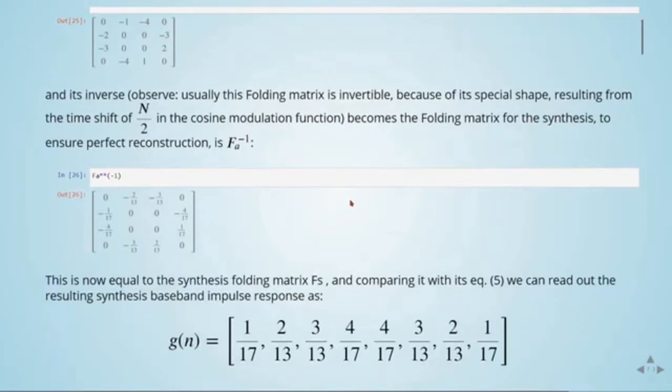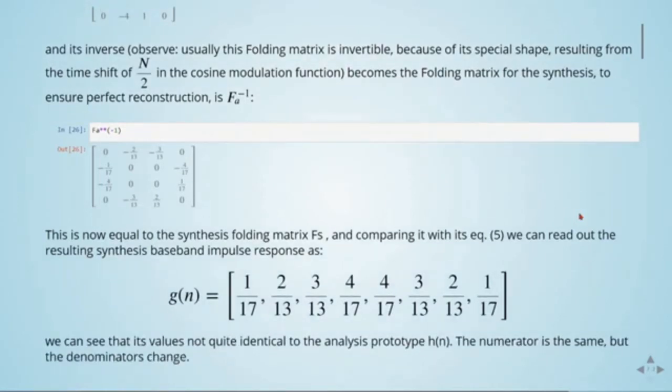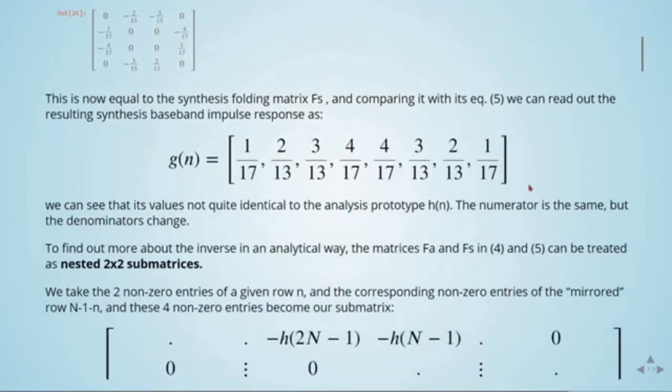And this is now equal to the synthesis folding matrix FS. When we compare it with equation 5, we can read out the resulting synthesis baseband impulse response given here. We can see that its values are not identical to the analysis prototype h of n. The numerator is the same, but the denominators change.